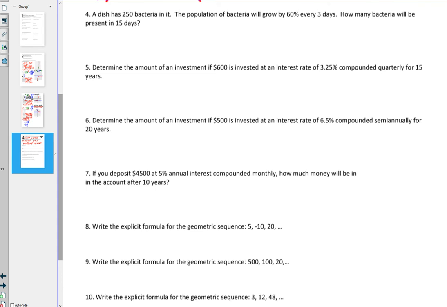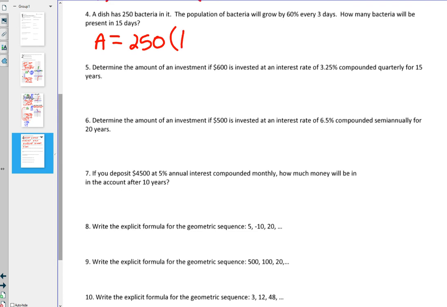A dish has 250 bacteria in it, the population of bacteria will grow by 60% every 3 days. How many bacteria will be present in 15 days? Okay. Well, this is a growth problem, but you have to understand what changes here are the growth cycles. Instead of trying to complicate the formula for you, let's just use the same growth formula that we're used to. 250 bacteria, and we're growing by 60%. So what's the growth factor there?